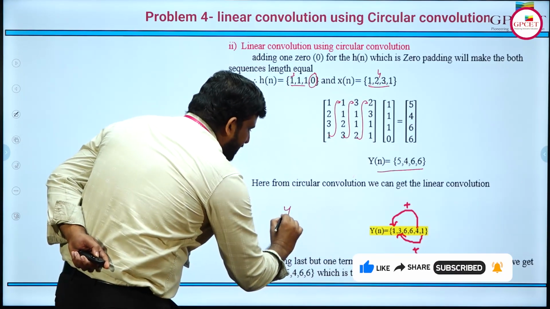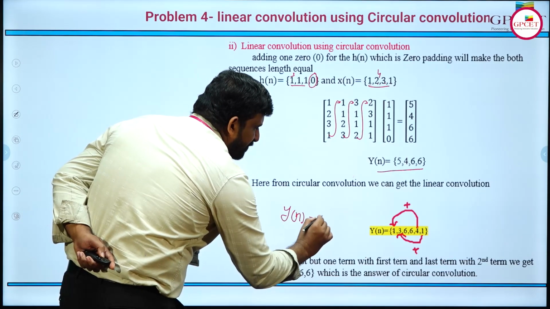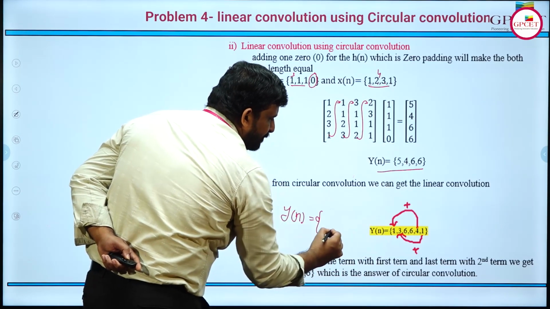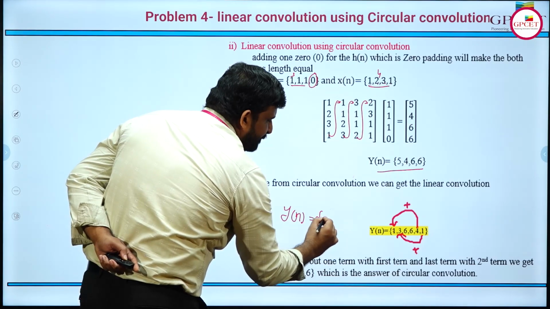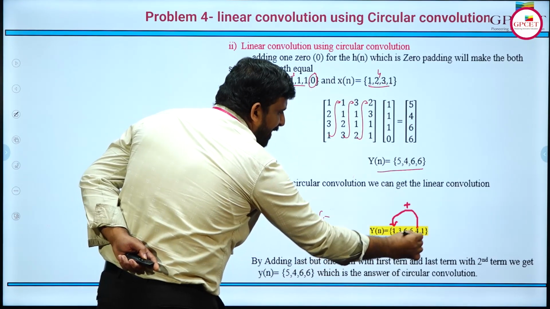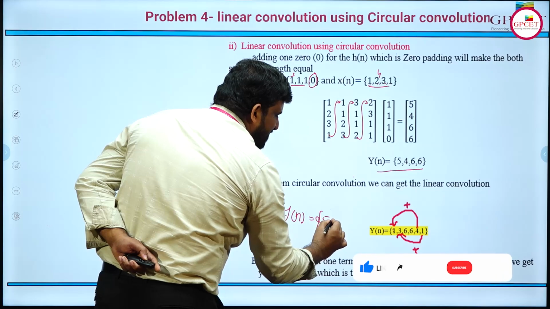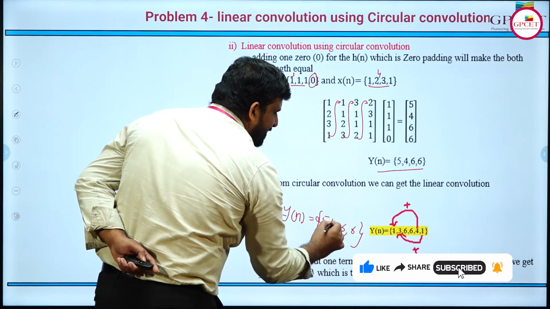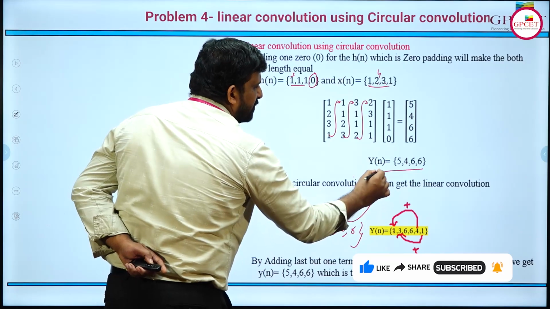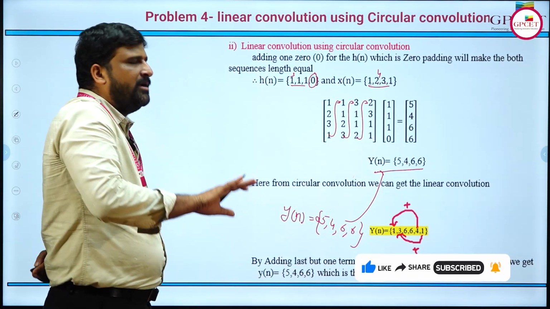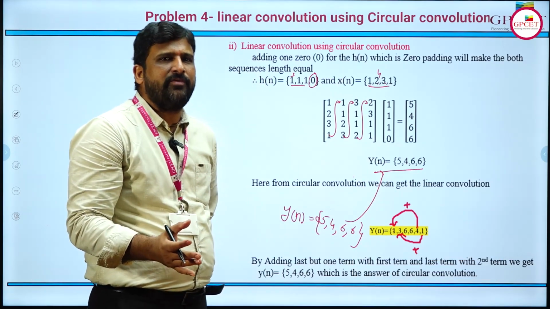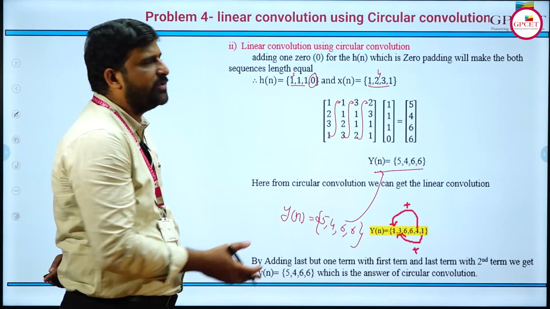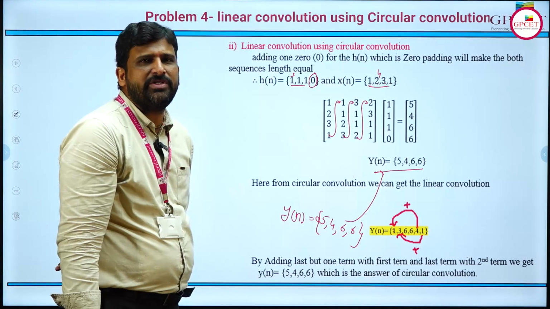So y of n is equal to, I am adding the first term, that is 1, with the last but one term, that is 1 plus 4. 1 plus 4 means 5. And the second term I am adding with the last term, that is 3 plus 1 means 4. And the remaining terms I am writing the same. And you can see the answer 5, 4, 6, 6, which is equal to the circular convolution. That means the answer formed with the linear convolution, by doing like this, we can convert into the circular convolution answer.